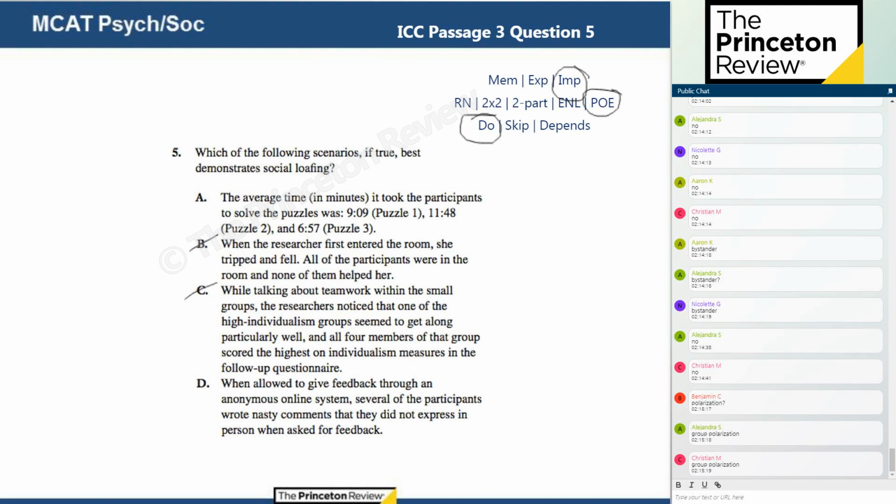Okay, when allowed to give feedback through an anonymous online system, several of the participants wrote nasty comments they did not express in person. Is that social loafing? No, what is that?